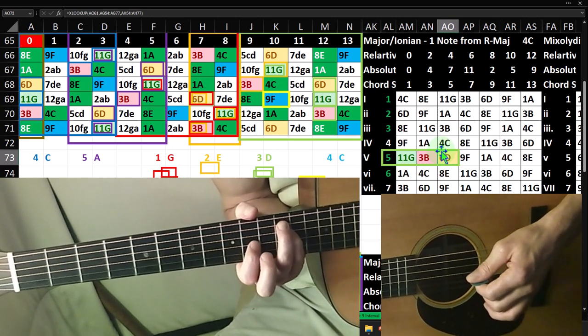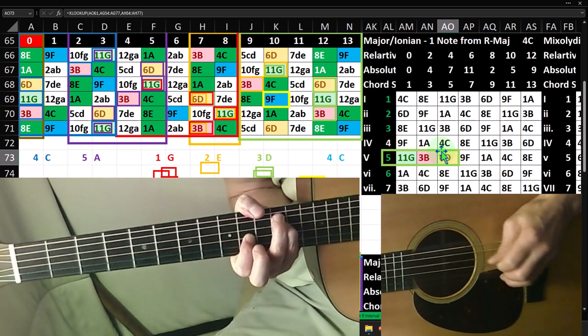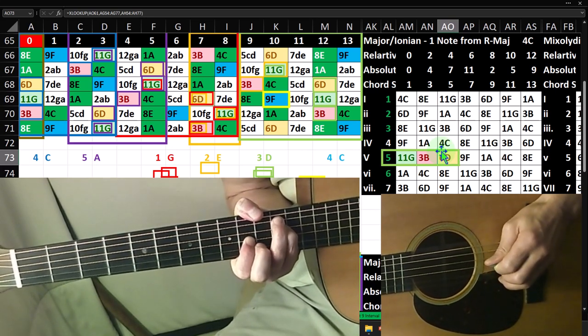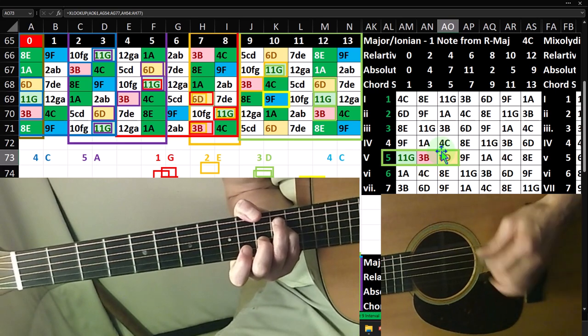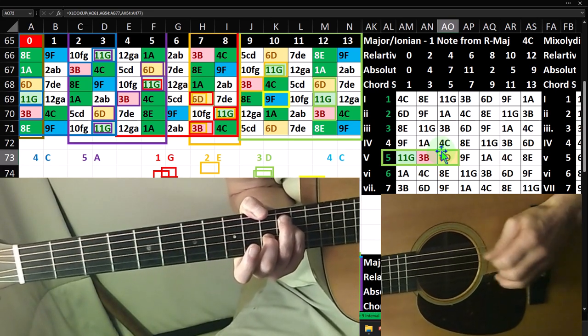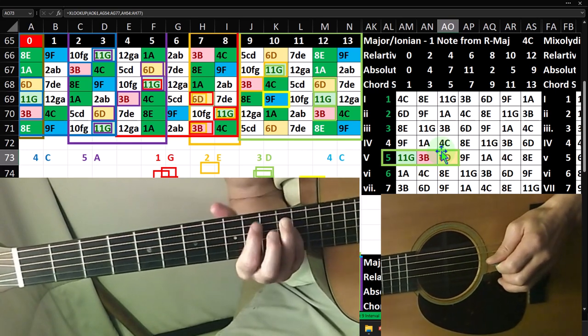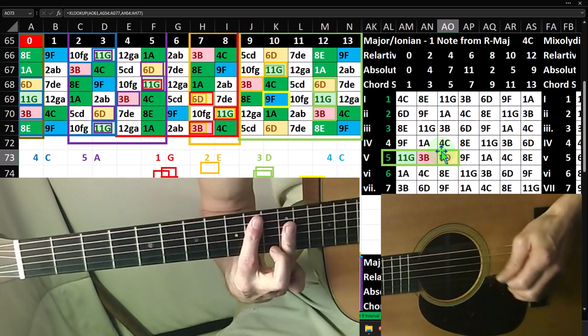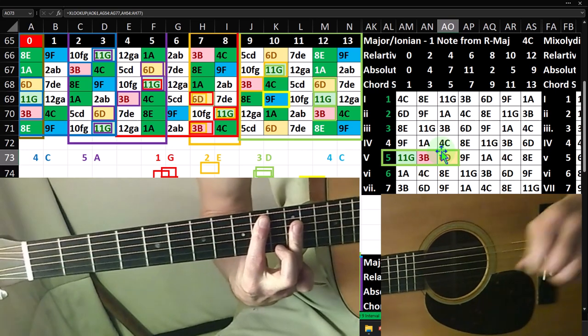Sometimes it's fun to play this way. That would be the minor. And then if you made it major, you'd put that finger down right there. Just those three. And then you can resolve to the A.